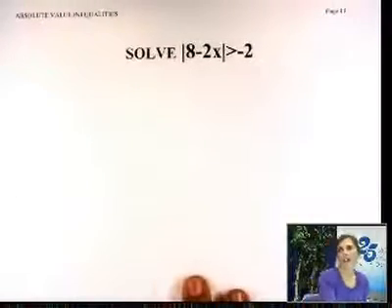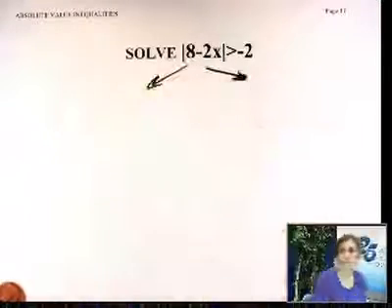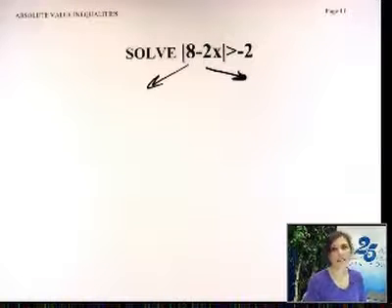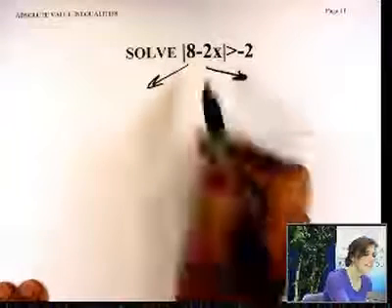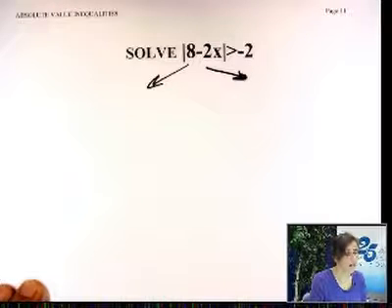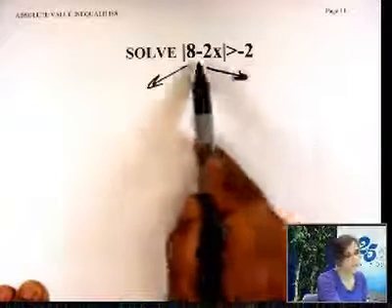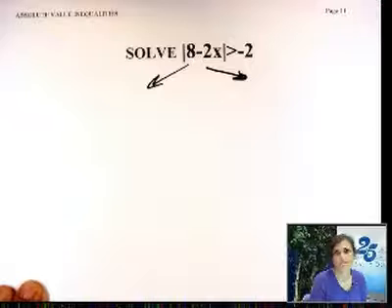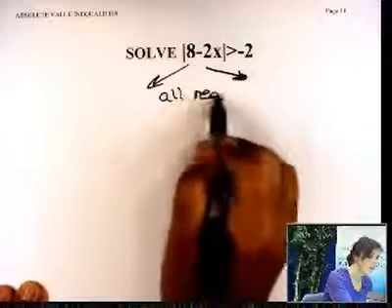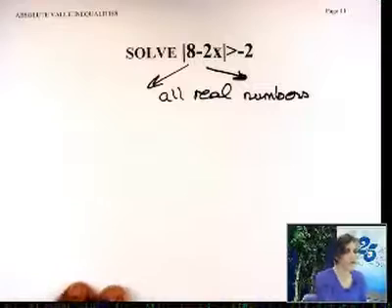Here's a tricky one. 8 minus 2x greater than negative 2. I can split it into pieces. Oh, wait. Let's think. I have a negative on one side. That should just raise a flag right there. When is an absolute value positive? Always. Good. So, if you have a positive number or 0, is it always bigger than negative 2? Yes. I don't have to do all this work. All real numbers. You're going to remember that, right? Great.